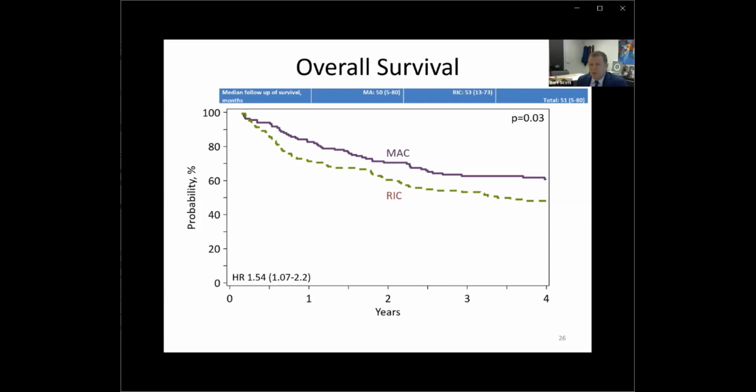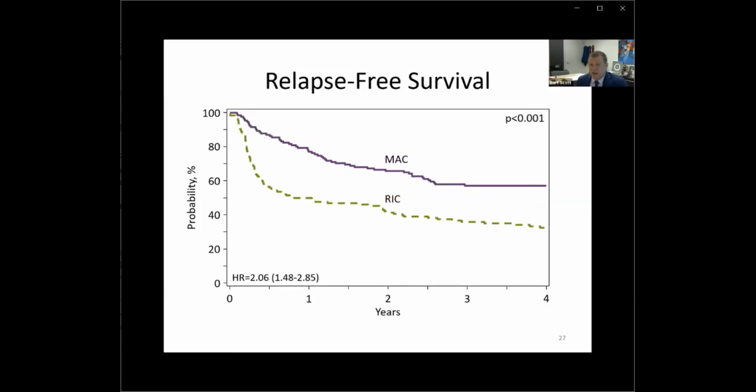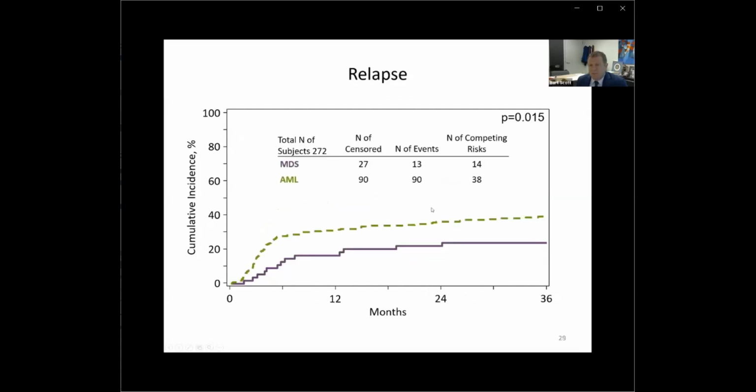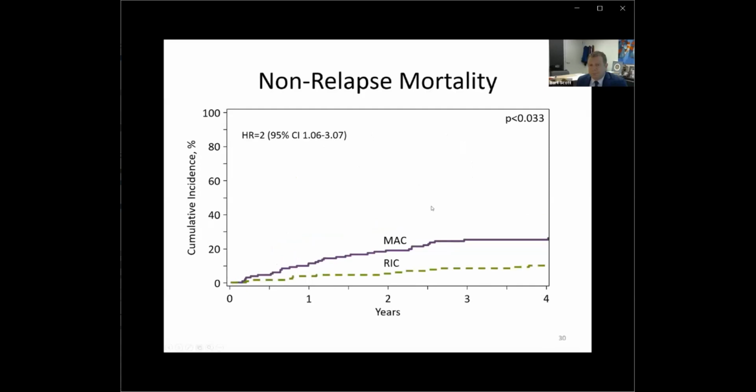So what this tells us is that we've gotten better at doing transplants over time with high-dose intensity conditioning. So when you look at the relapse-free survival, there's a big difference here with better relapse-free survival in patients who got a high-dose intensity conditioning regimen in comparison to patients who got a low-dose intensity conditioning regimen. And look at these relapse rates. So much higher rates of relapse with reduced intensity conditioning.